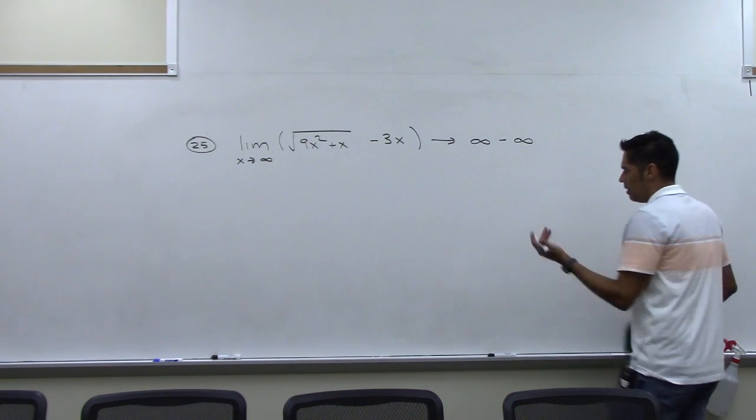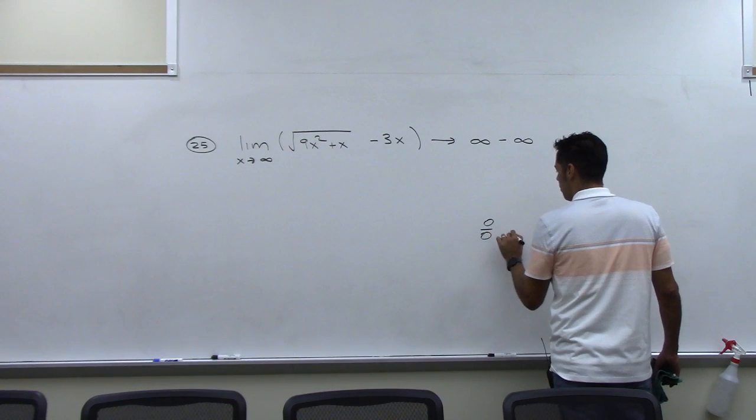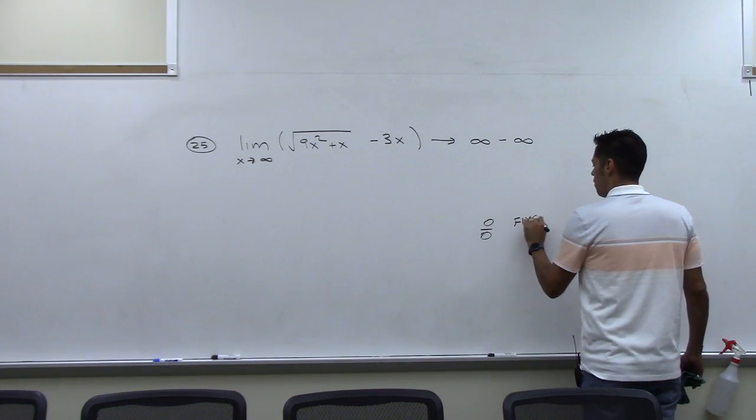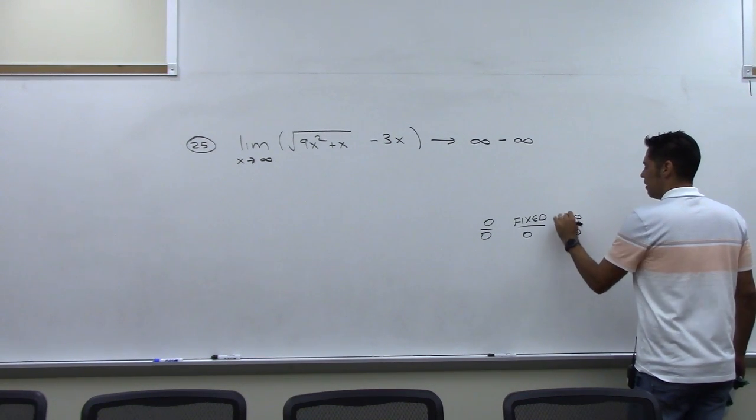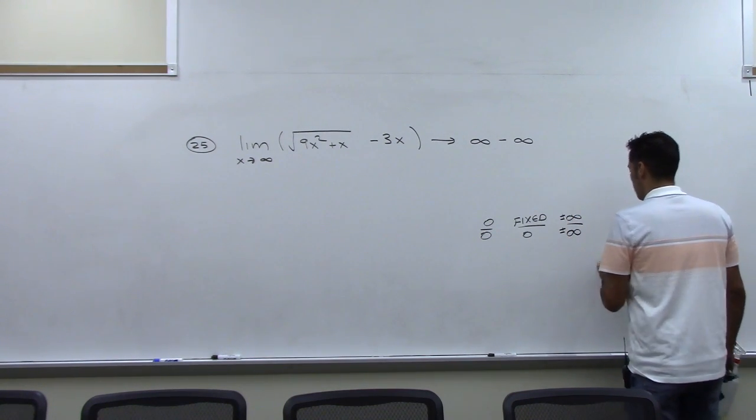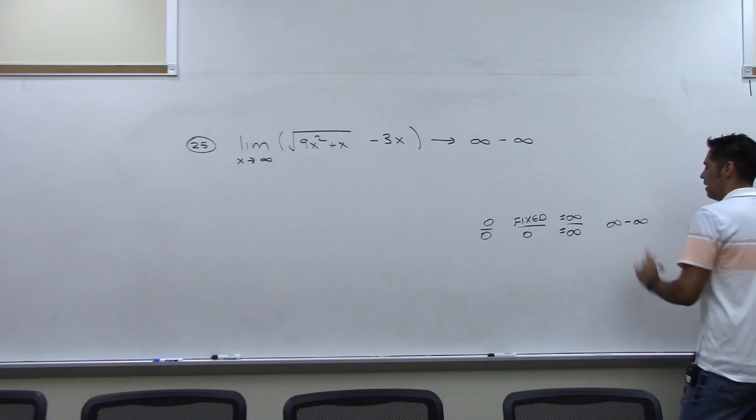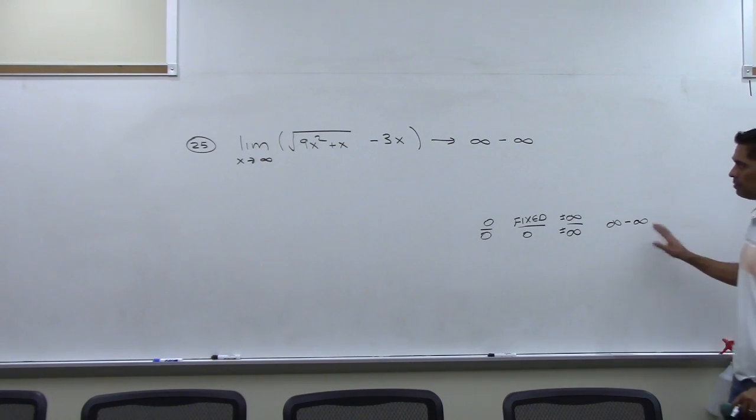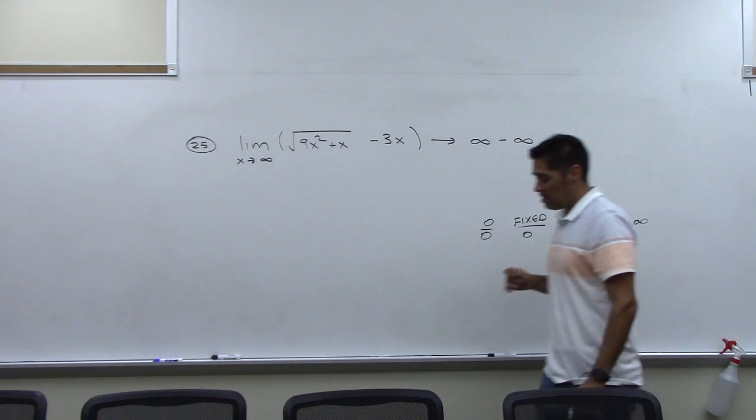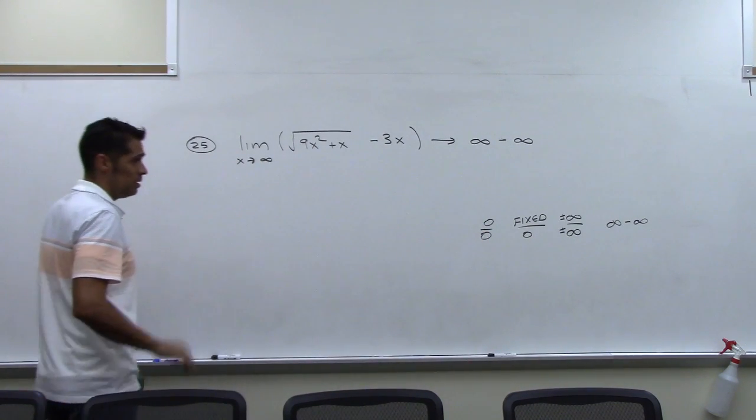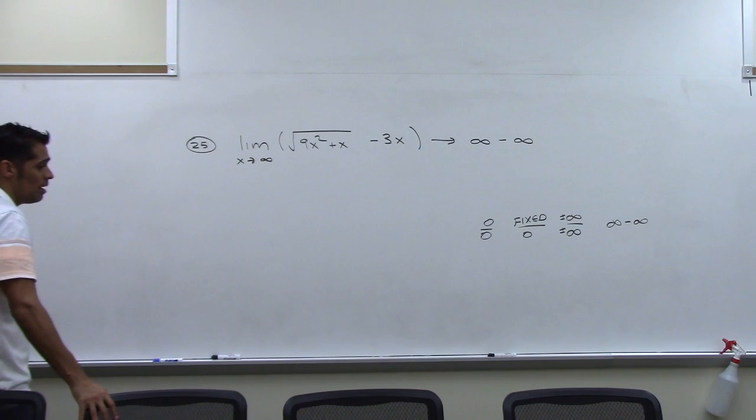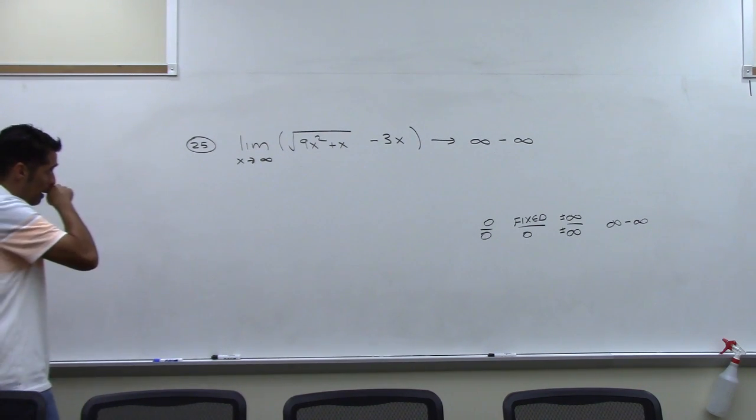Up to this point, we've had 0 over 0, we've had fixed over 0, we've had infinity over infinity, and these could be plus or minus, it didn't matter. Now we have this new form, infinity minus infinity, and that's its own little case. You have to deal with this one a little differently. So what you need to do is try and turn this into multiplication. That's going to be my goal here.